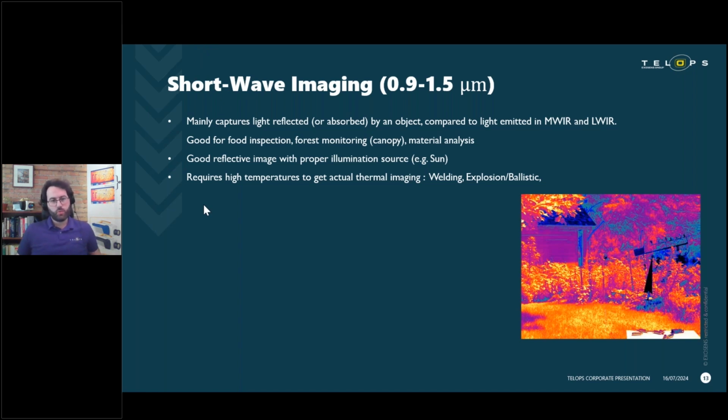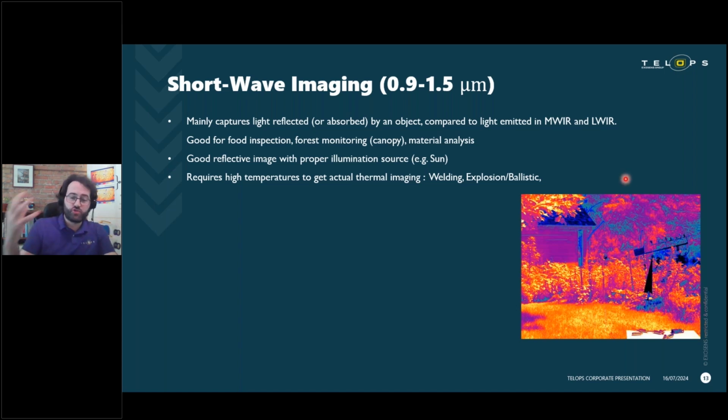Let's start with shortwave, with the Telops cameras going from 0.9 to 1.5 microns. When we're talking about shortwave imaging, it is typically light that is mainly captured through reflection. We can see an image here. It looks quite nice, with high intensity. If you were to look at the temperature on that reading, it would be 300, 400 degrees Celsius. Obviously, that's not the real temperature of the leaves and the grass in that scene. It's telling us that temperature because it's light coming from the sun.